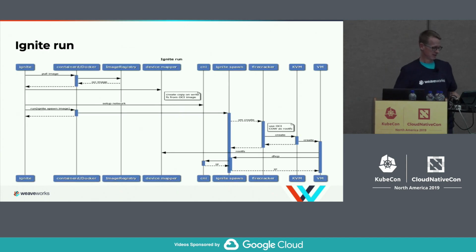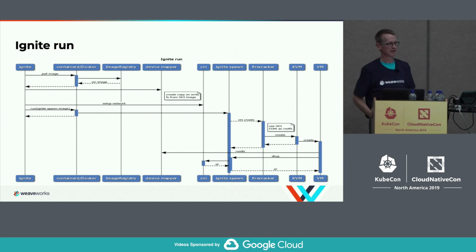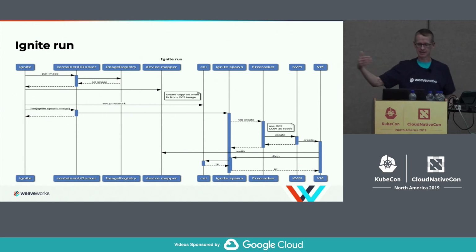So what happened? It looked easy, but there's a lot happening under the covers here. I tried to put together this sequence diagram to understand exactly what transpired. So I did Ignite run, what happened? It talked to the container runtime, in this instance containerd. That interacted with the image registry in order to pull down the image and cache it. We then turned that image into something that could be used by the device mapper as a root file system for a virtual machine. Then we set up a network using CNI networking.